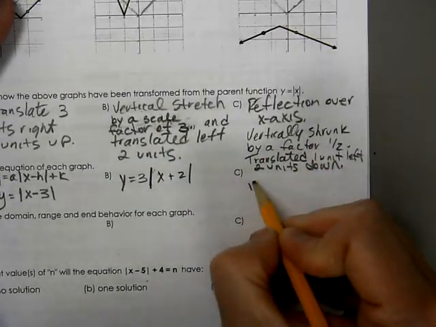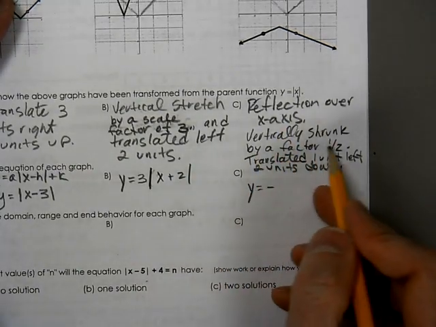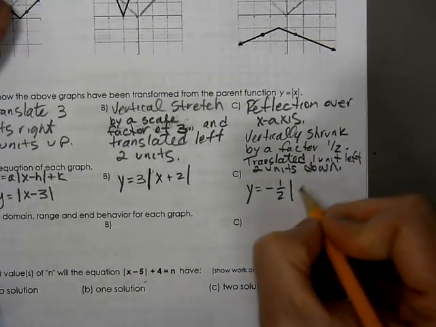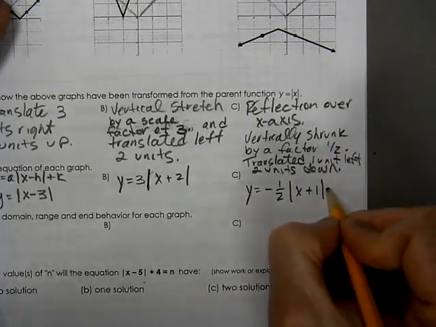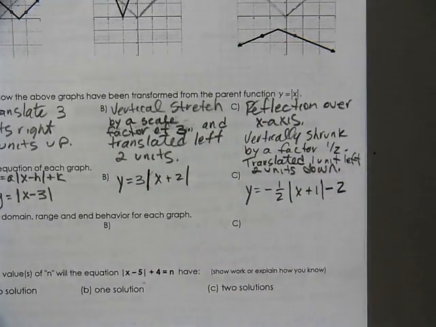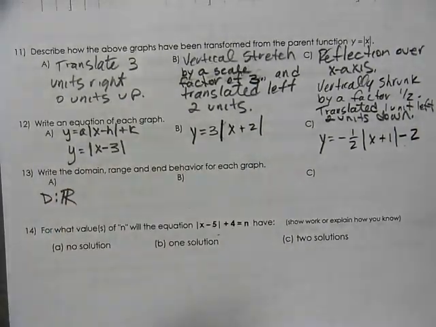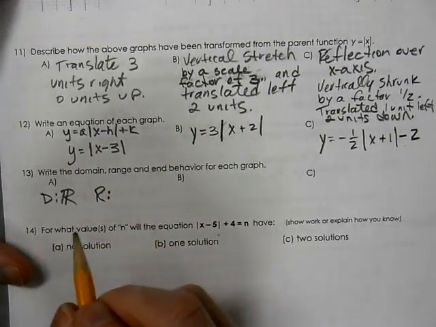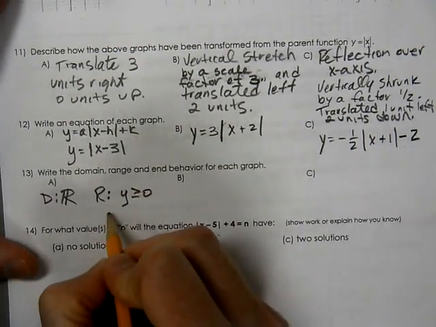And then this last one, we said that it had a reflection, so it's negative, a vertical shrink, or it has shrunk by a half, and it's translated 1 unit to the left and 2 units down. The domain, all real numbers, every absolute value is all real numbers. The range for the first graph are the y values greater than or equal to 0.